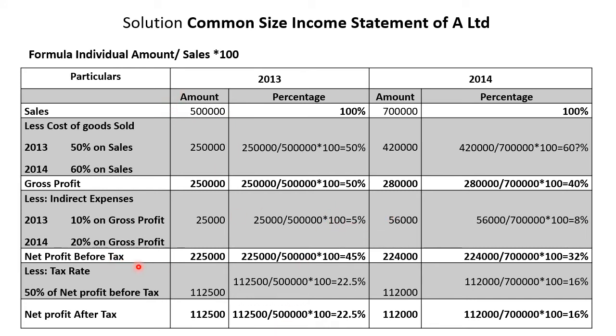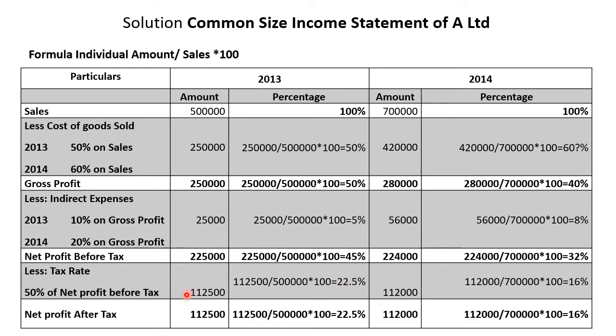Next it is net profit before tax. The amount is 2,25,000. I've taken this individual amount divided by 5 lakh into 100, it is 45%. Okay, clear with this one?